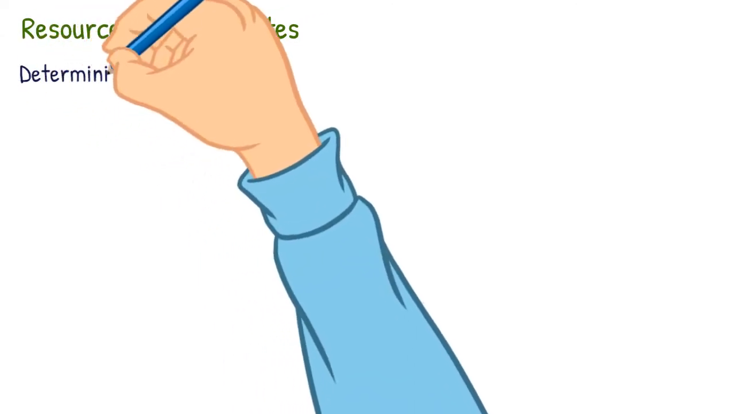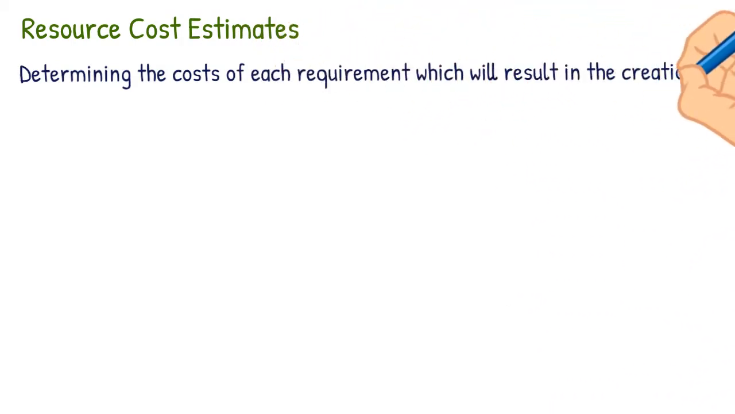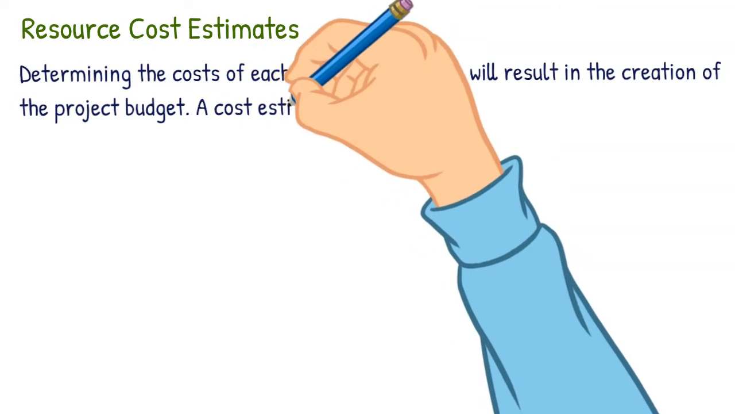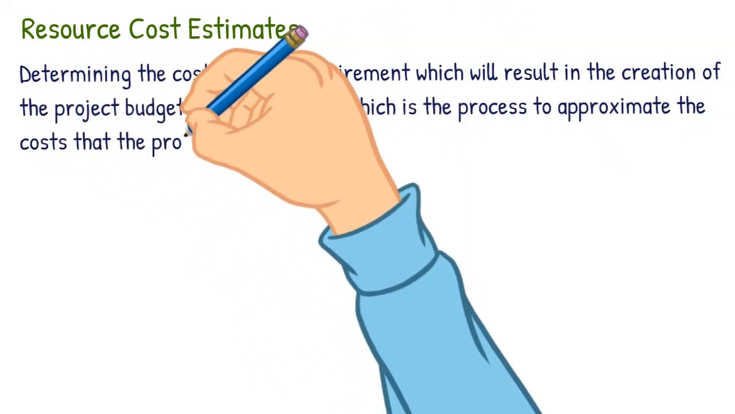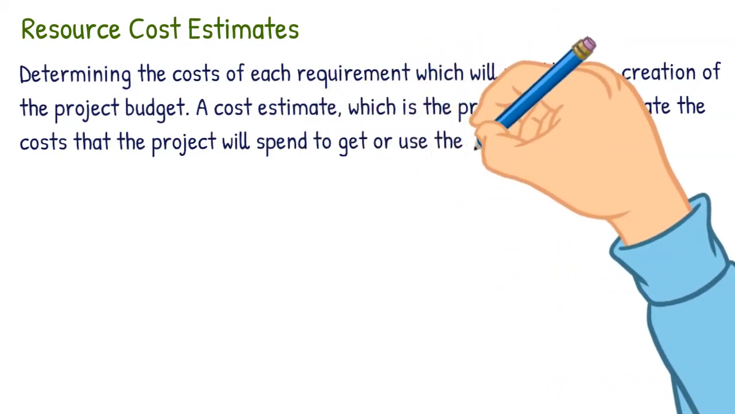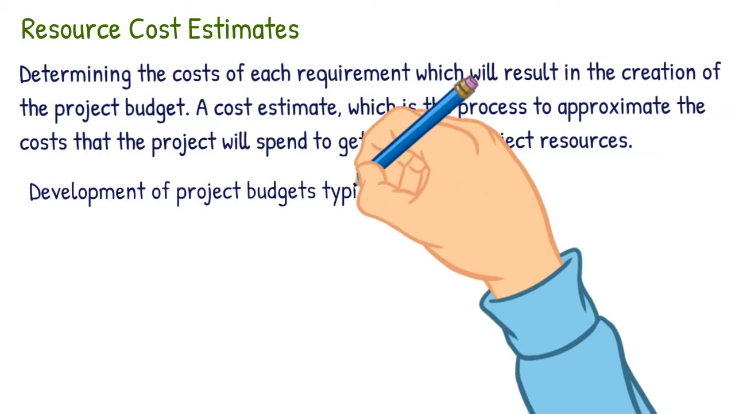Resource cost estimates. The next step after project requirements are documented is determining the costs of each requirement, which will result in the creation of the project budget. A cost estimate is the process to approximate the costs that the project will spend to get or use the project resources. Development of project budgets typically requires more than one person.